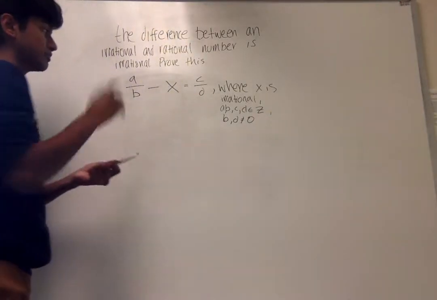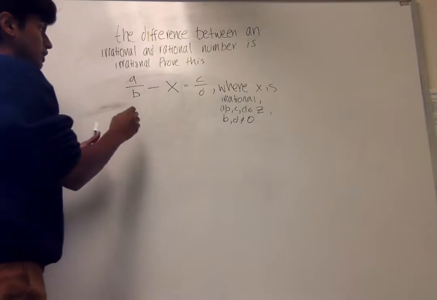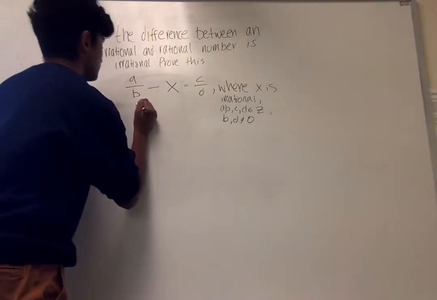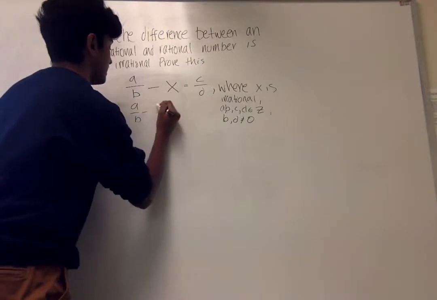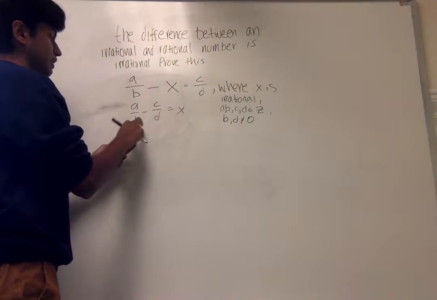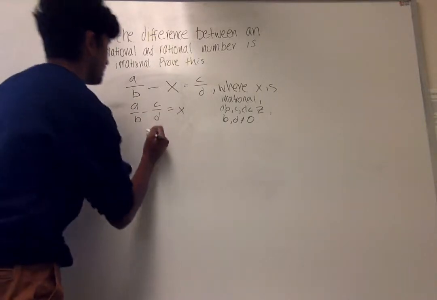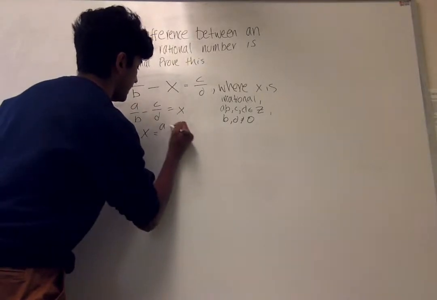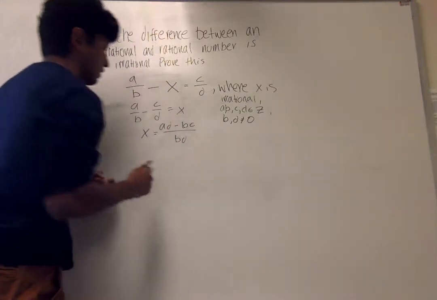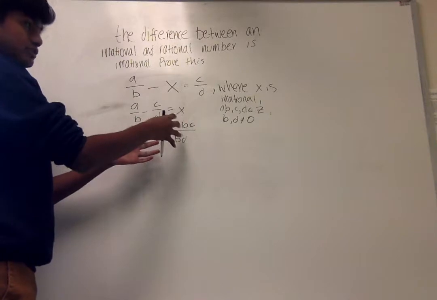So what we can do from here is a little bit of algebra. We can add x to this side and subtract c over d from this side. So we end up with a divided by b minus c divided by d is equal to x. We can flip the sides and then bring this under a common denominator to get x is equal to (ad minus bc) over bd, right?